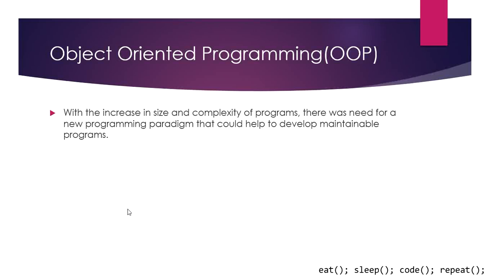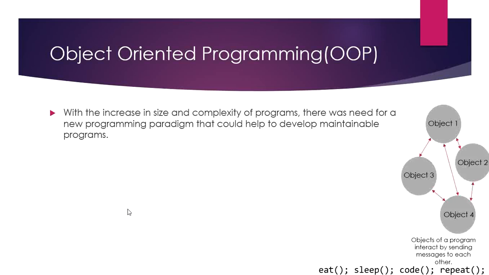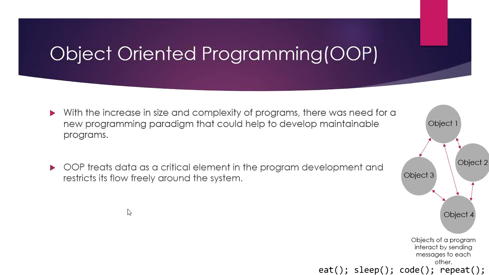With the increase in size and complexity of programs, there was a need for a new programming paradigm that could help to develop maintainable programs. Okay, like this, we have objects everywhere. We can reuse these objects whenever we want. So object 1 can be connected to objects 4, 2, 3 and so on. Objects of the program interact by sending messages to each other. OOP treats data as a critical element in program development and restricts it from flowing freely around the system.